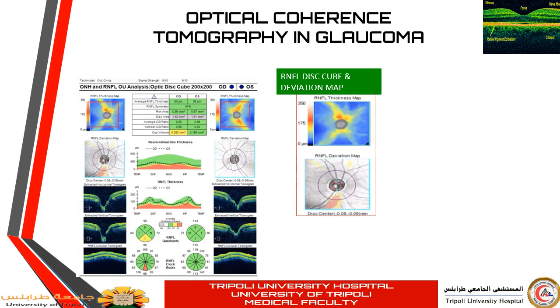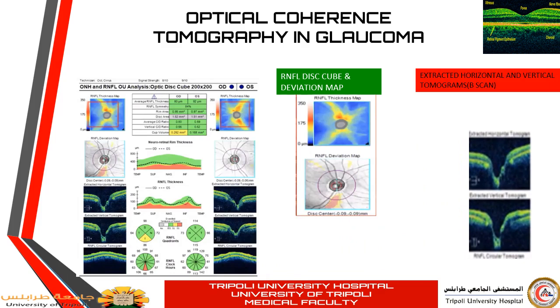So you can see in the thickness map up there is a difference between the upper and the lower, but we cannot say that this is statistically significant unless we look at the deviation map below. So we know that this is the redness and this is the abnormality. So this is the importance of the first map.